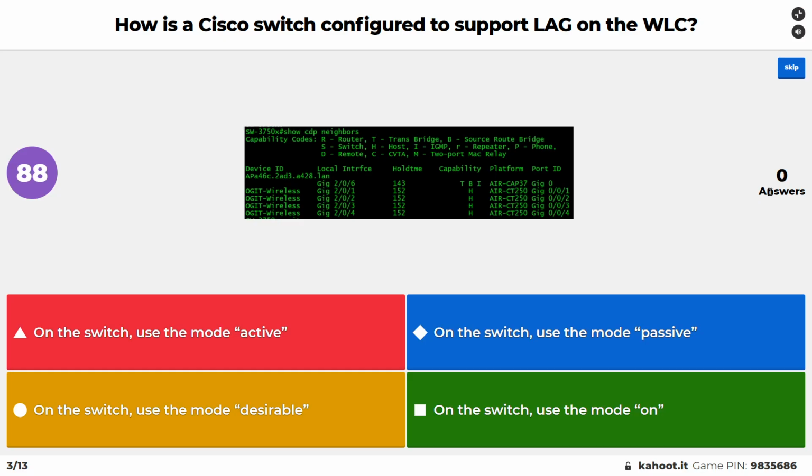How is a Cisco switch configured to support LAG, link aggregation, if that's being used on the wireless LAN controller?